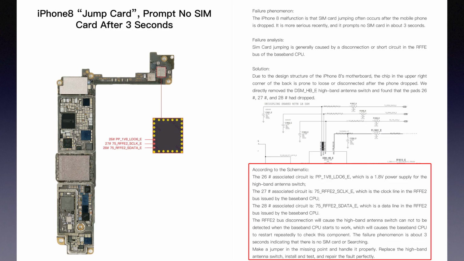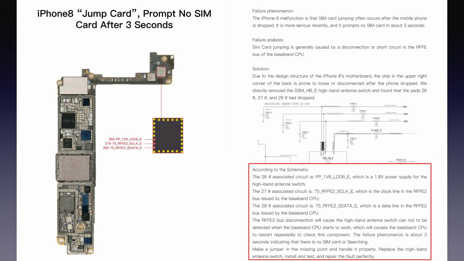The pin 28 associated circuit is 75 RFFE2 SDATAE, which is the data line in the RFFE2 lines issued by the baseband CPU. The RFFE2 line's disconnection will cause the high-band antenna switch to be undetectable when the baseband CPU starts to work, which will cause the baseband CPU to restart rapidly to check this component.